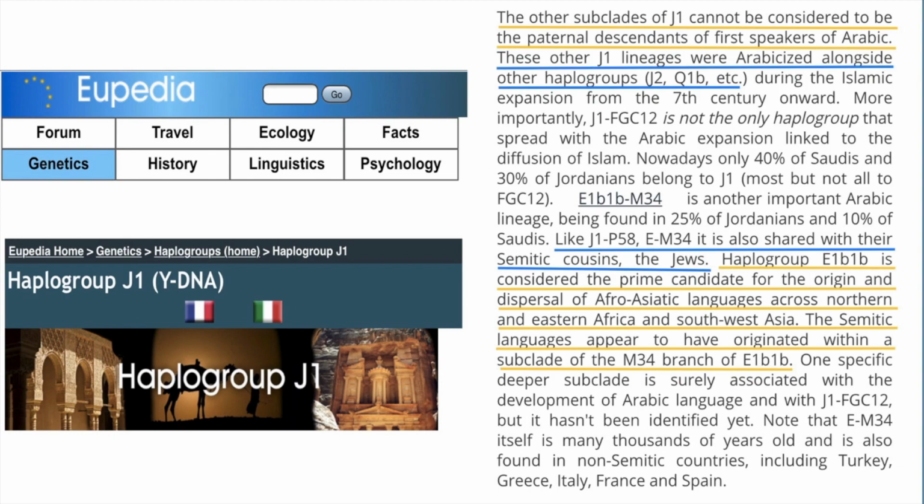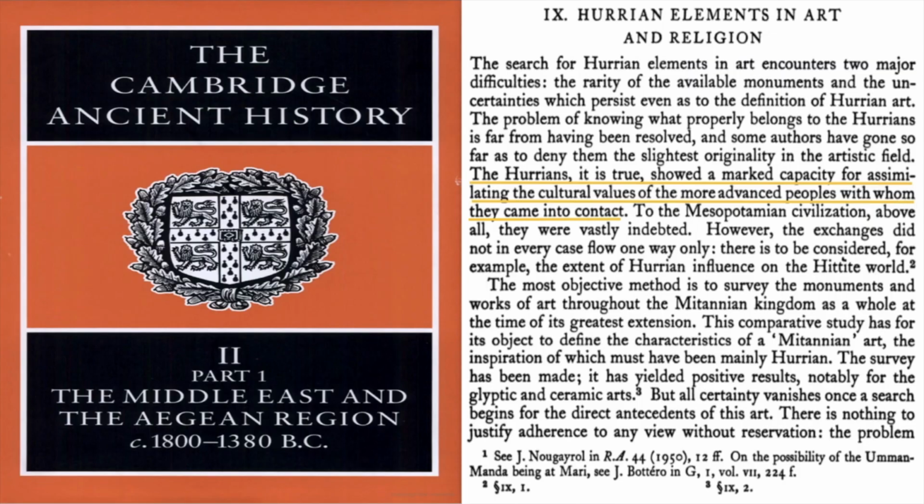Like J1-P58, E-M34 is also shared with their Semitic cousins, the Jews. Haplogroup E1B1B is considered the primary candidate for the origin and dispersal of Afro-Asiatic languages across northern and eastern Africa and Southwest Asia. The Semitic languages appear to have originated within a subclade of the M34 branch of E1B1B. So haplogroup E is associated with Afro-Asiatic and Semitic.